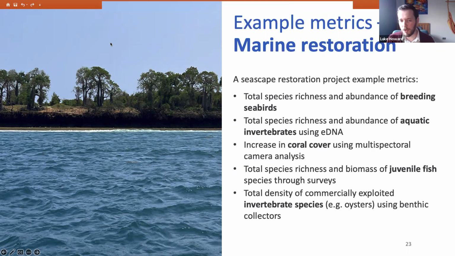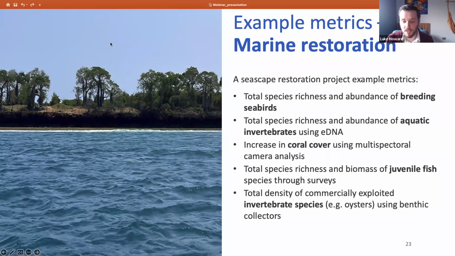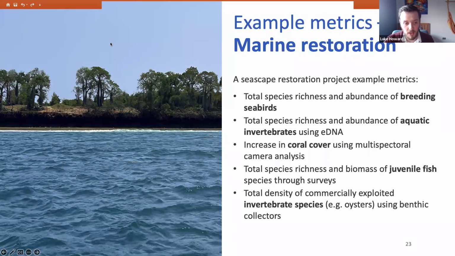So in this example, we're going to look at the total species richness and abundance of breeding seabirds, the total species richness and abundance of invertebrates using eDNA. We'll have a look at coral cover using multispectral camera analysis, the total species richness and biomass of juvenile fish through surveys, and total density of commercially exploited invertebrate species, such as oysters, such as lobsters, using benthic collectors.